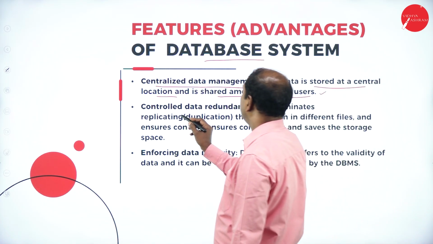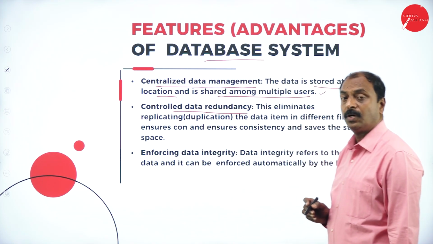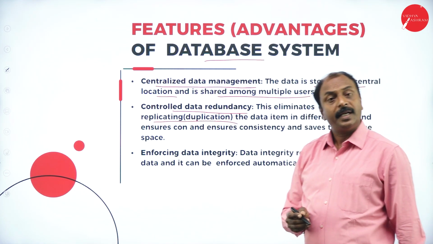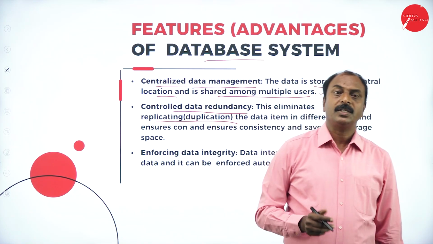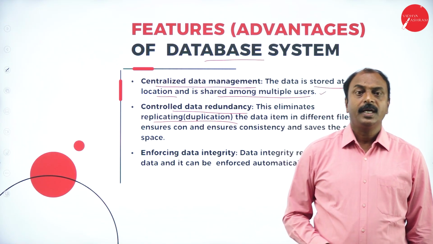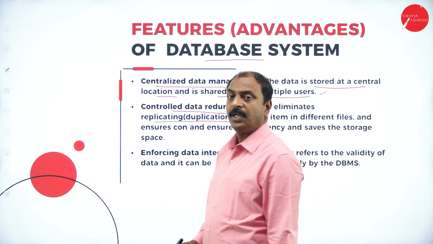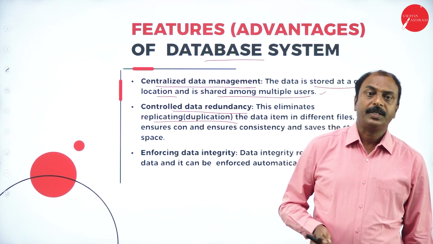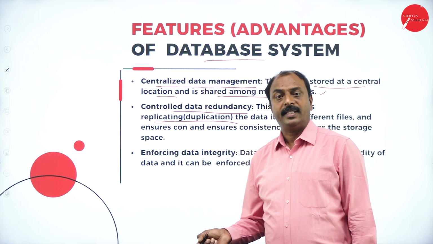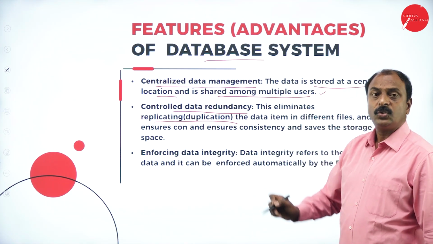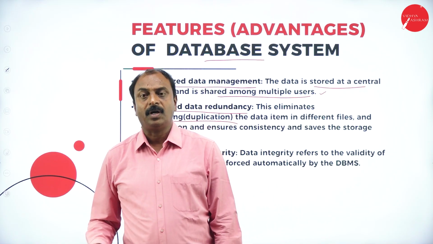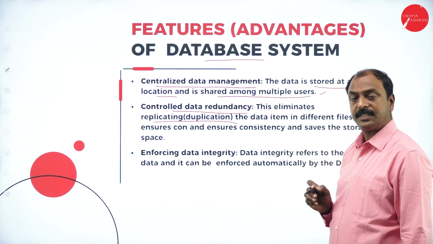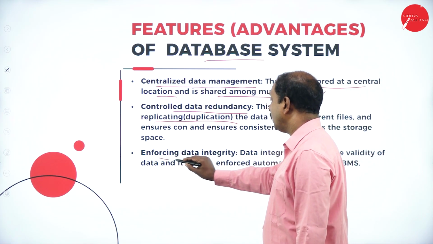Next one is control data redundancy. So what is the meaning of this? This eliminates the replication or duplication of data in a database. So what is data redundancy? Another feature is that it is going to avoid duplication of data. For example, if I want to enter the same value twice, the respective database will not accept the values, and that is the meaning of data redundancy. So it avoids wrong entry into the database, or duplication of data or records. That is data redundancy.